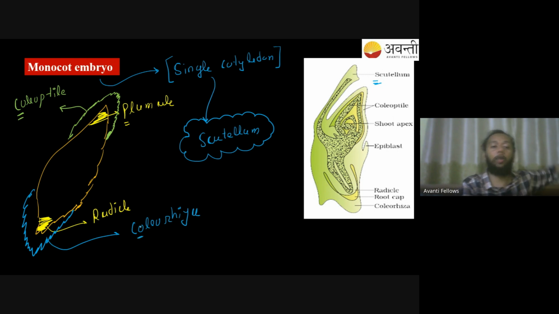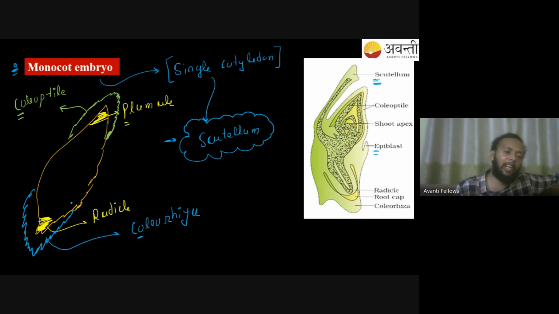Coleorhiza is a covering to the radicle, and coleoptile is a covering to the plumule, and that is only seen in my monocot embryo. You can find these terms only in the monocot embryo. And याद रखना, you have a single cotyledon in them, and that cotyledon is called as my scutellum, जो आपको यहाँ पे दिख रहा है. That is going to be scutellum. So इतनी बात याद रखना. You also have something like epiblast, which is rudimentary. Rudimentary का मतलब इसका कोई काम नहीं होता. Okay, तो इतनी बात आपको यहाँ पे याद रखनी है.